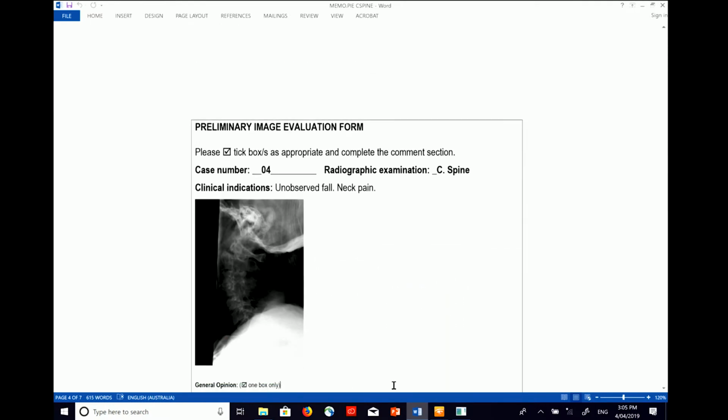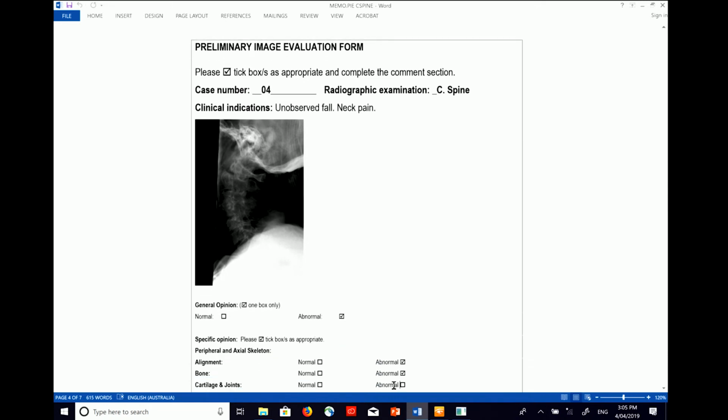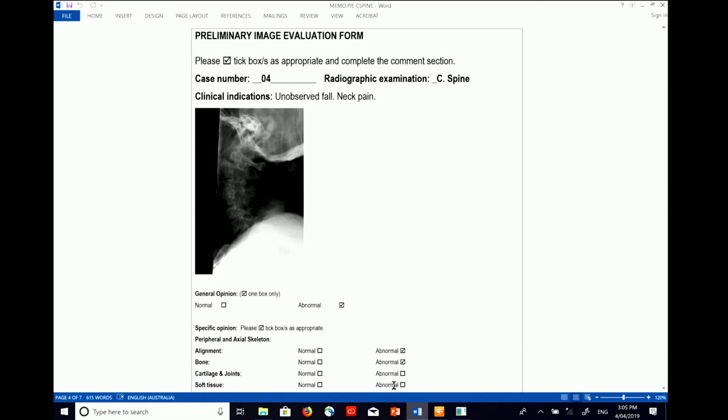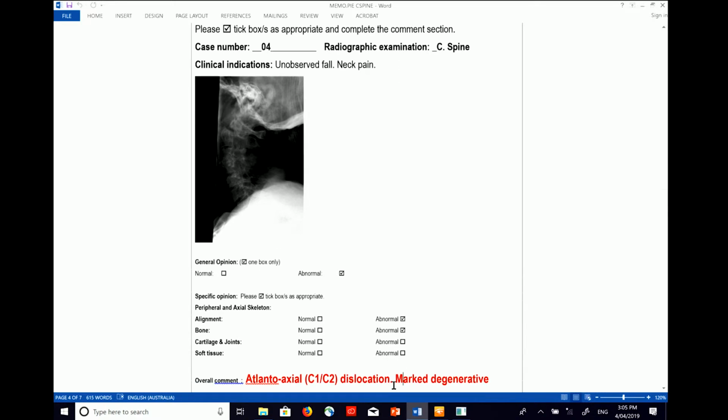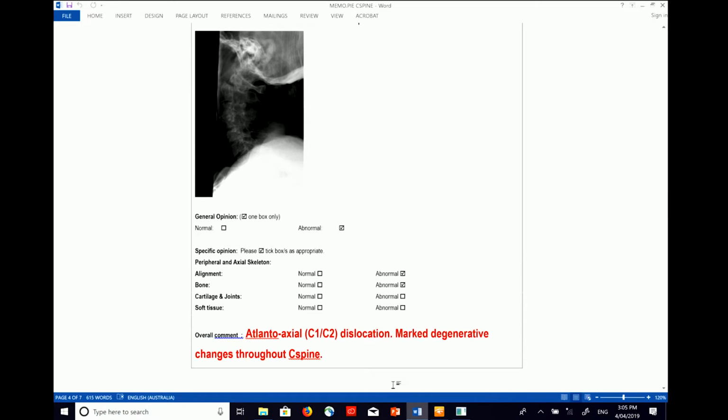So for case 4, then it's abnormal. The alignment is abnormal, the bone is abnormal, and I think I should have also ticked off that the cartilage and joints are abnormal. And then the overall comment should be that there is a C1, C2 dislocation, or you could write an atlantoaxial dislocation, and there are also marked degenerative changes throughout the cervical spine.